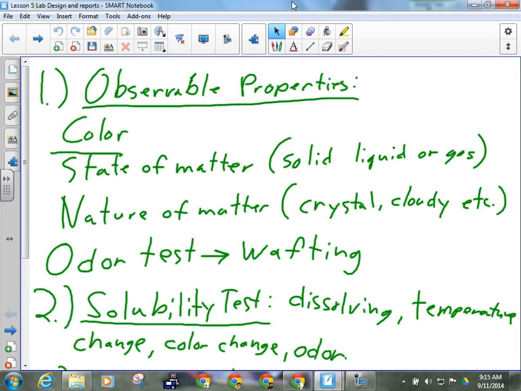Now obviously, your first test, observable properties. If I'm looking at this stuff, it's got very small white crystals. Doesn't appear to have any odor. The crystals actually look kind of spherical, but they're very small. It's hard to tell. That would be about all I could say about it, to start with, doing an observable properties test. All right, what would I do next?